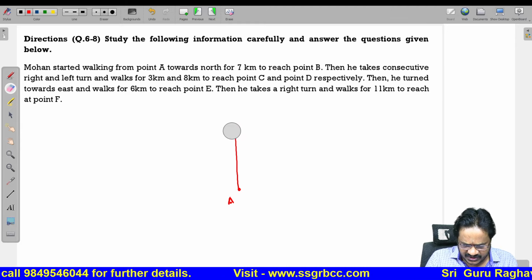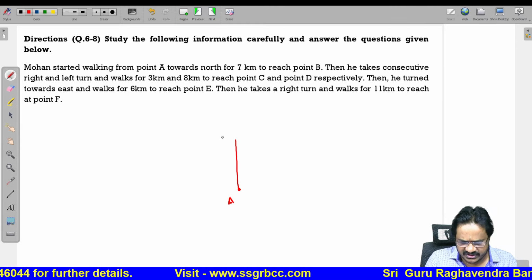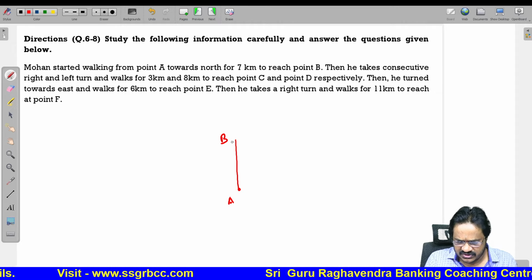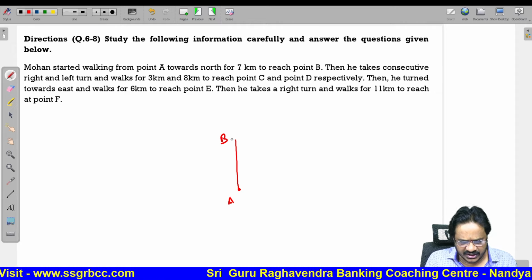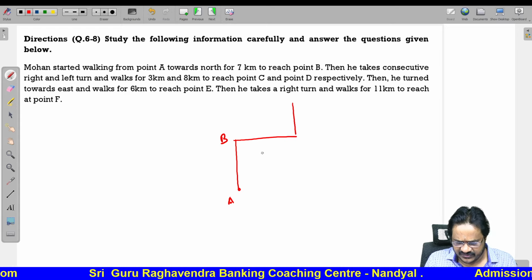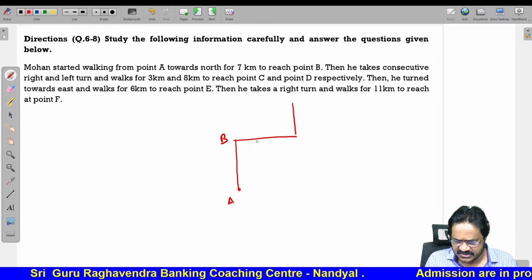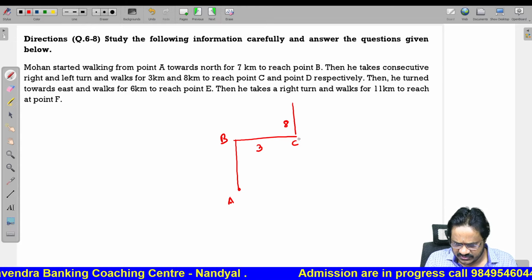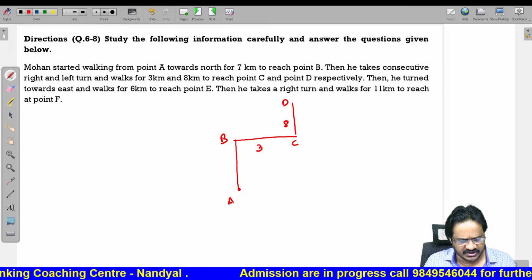From A, Mohan is walking 7 meters north to reach B. Then he takes consecutive right turn and left turn. So this is the right turn, this is the left turn. For how many meters? 3 meters and 8 meters to reach C and D respectively.